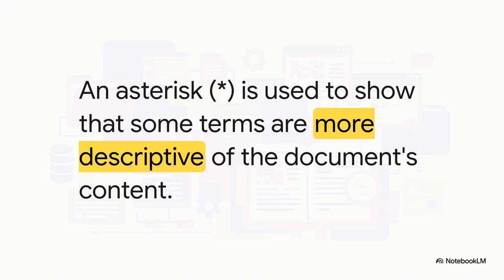How do you signal which ones are the most important? Back in 1974, they had a really simple, elegant system. The asterisk. By marking the most central terms, you weight them. You're basically telling the search system and the user what this document is really about.